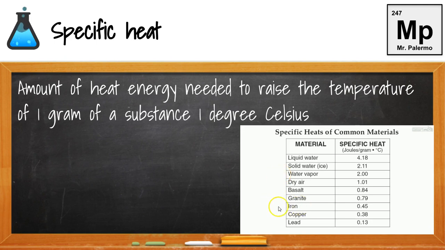On the bottom we have iron, copper, and lead. So these are metals, and we can see metals have a very low specific heat, meaning it doesn't take a lot of heat energy to raise their temperature, or in turn the other way, it doesn't take a lot of removal of heat energy to lower their temperature. If you look at water in comparison, it's 4.18, so it takes a lot more energy to raise the temperature of water just 1 degree Celsius.